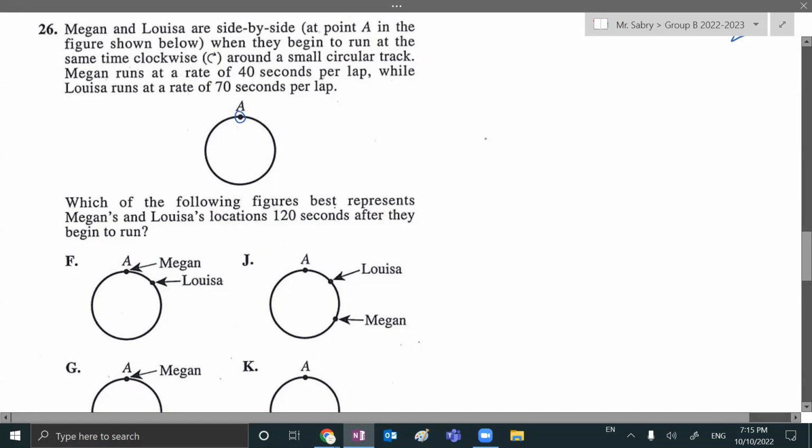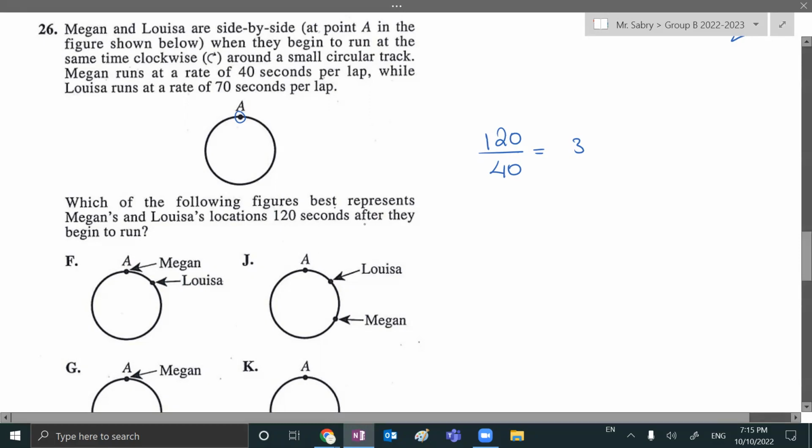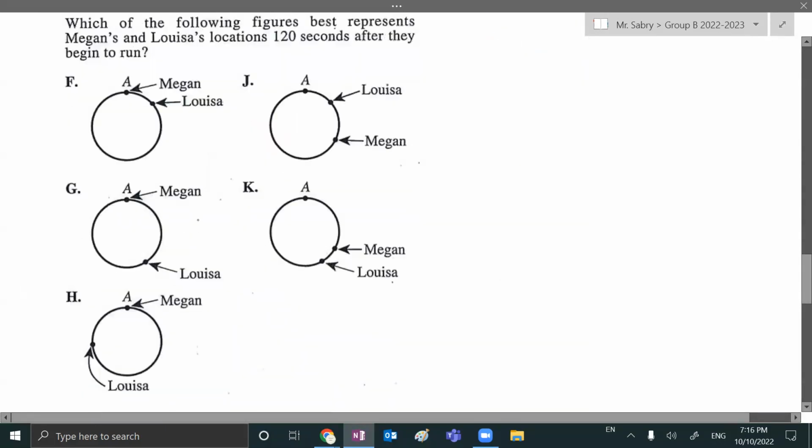If you realize that 120 divided by 40 gives you 3, it means that because they've run for 120 seconds, Megan will remain in her position. She'll keep going for a full circle and then return to the same position 3 times within this 120. When the 120 seconds end, she'll be again at her same location. So that's why Megan should remain in the same spot. So it's either this or this or this, but this one is incorrect and that one is incorrect.